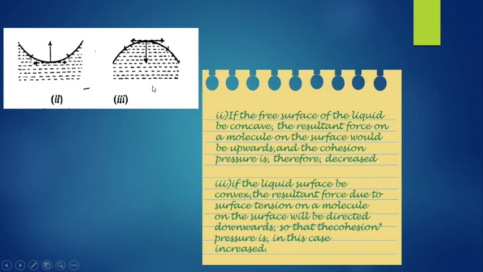So in short, we can say that if the free surface is concave, the pressure is decreased, and if the free surface of a liquid is convex, the pressure is increased.